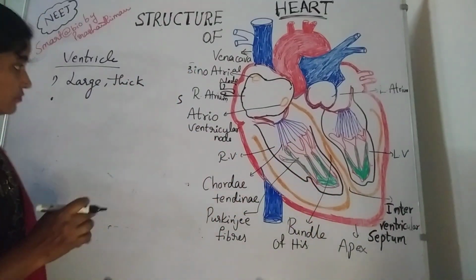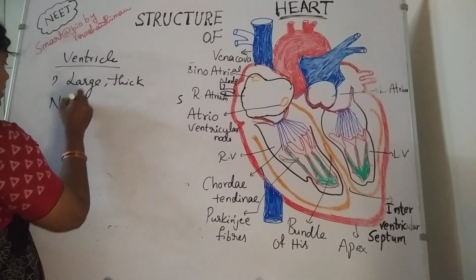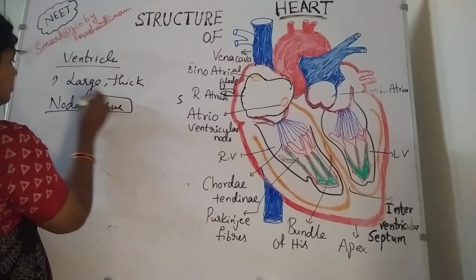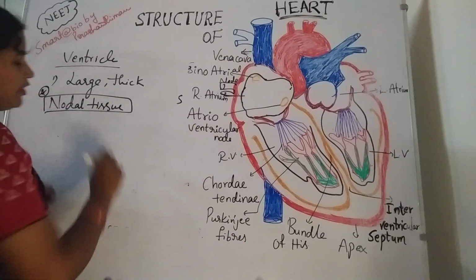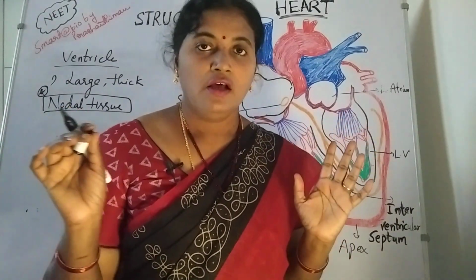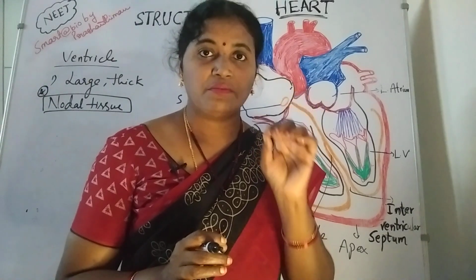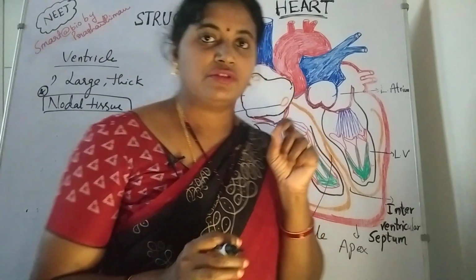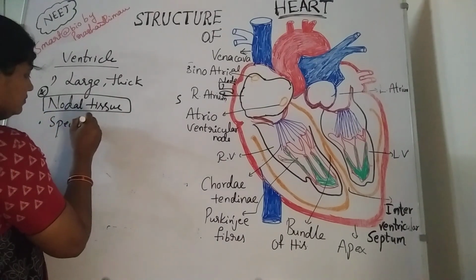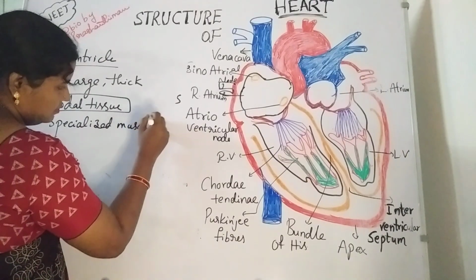Next, we have the nodal tissues. Nodal tissues are very important. Why? Because without this nodal tissue there is no functioning of the heart. That's why nodal tissues are very important. They are very specialized muscular tissues.